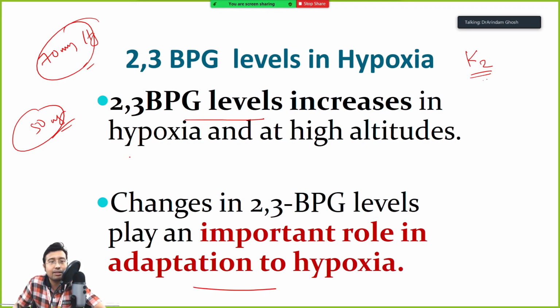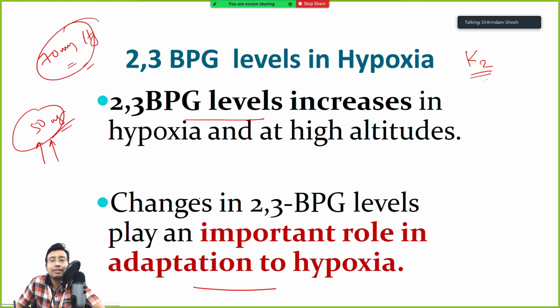So at high altitude, suppose the normal oxygen is only 50 mm of Hg. If hemoglobin continues to hold oxygen more than 50%, then tissues will be hypoxic. So what happens? Now 2,3-BPG increases. It changes the overall affinity of oxygen for hemoglobin. So now there will be so much 2,3-BPG. What I told you, 2,3-BPG will decrease the affinity of oxygen: increase 2,3-BPG, decrease affinity.